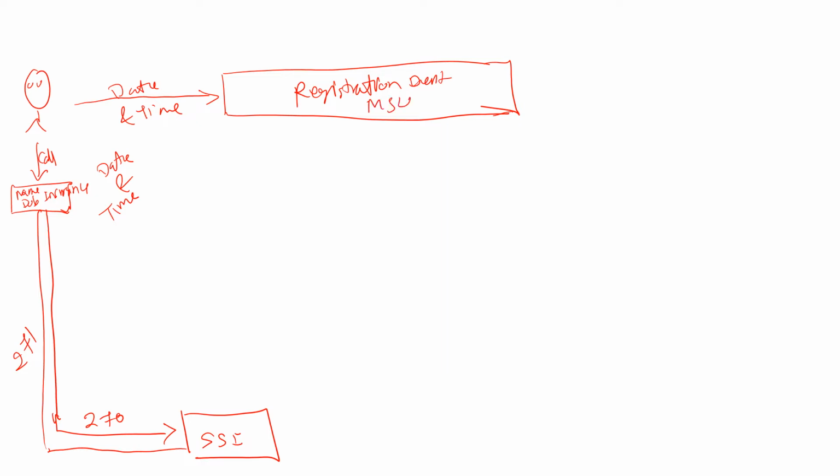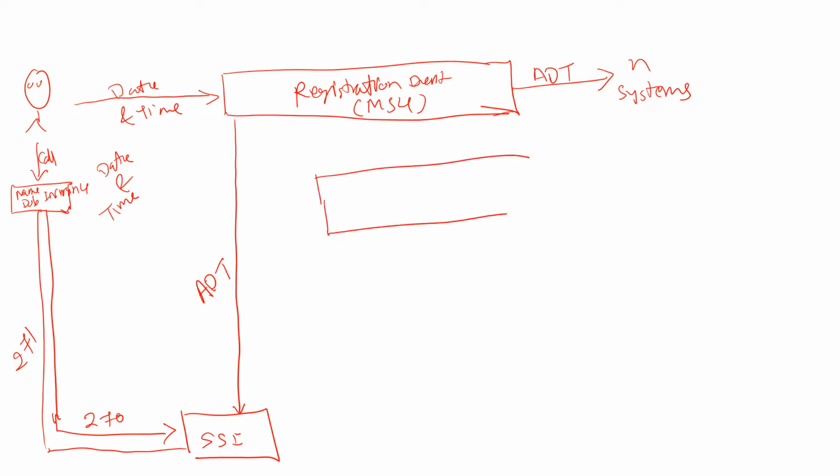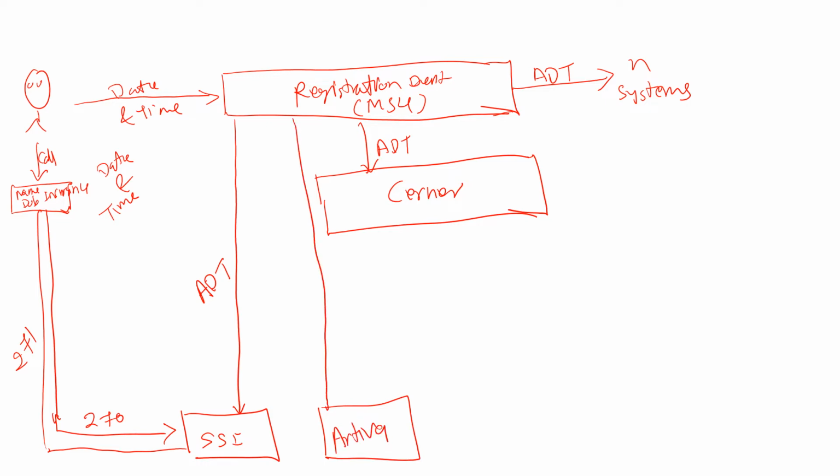In this case, MS4 is the application where all the registration related information is captured. As soon as all the information is given to MS4, MS4 will release the ADT, admitting information, to different downstream systems. It may be SSI in this case, another system Cerner, pharmacy, laboratory, radiology, all the departments will get this transaction. We are talking about one more system, Artiva. So Artiva will also get an ADT.